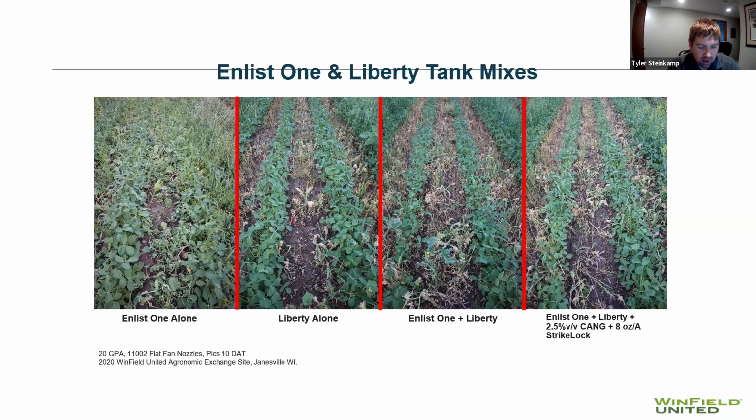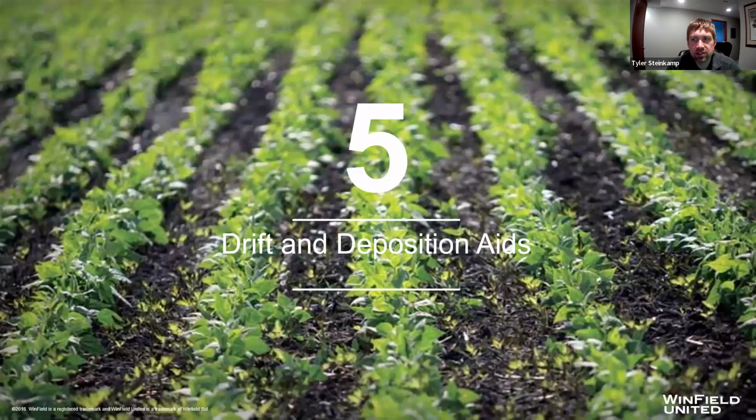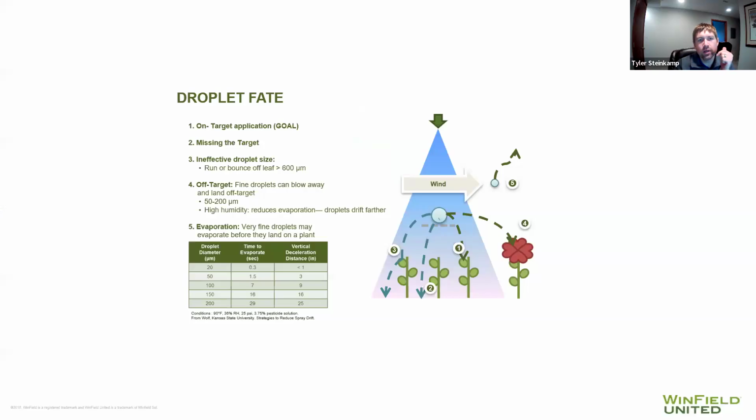All right, moving on to drift and deposition aids. When it comes to drift and deposition aids, oftentimes I think we miss the mark because we talk so much about off-target movement. But really, when you start to look at the fate of the droplet, there's 5 different things that can happen to a droplet. Okay, the one, obviously, the most important would be we get it on target, right? Two, for example, we just completely missed the target.